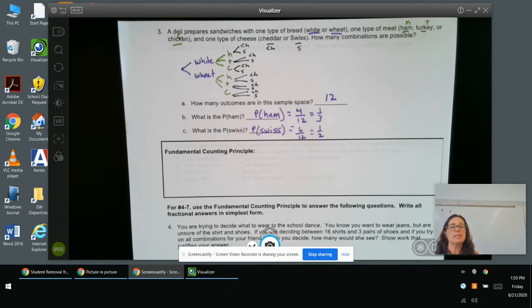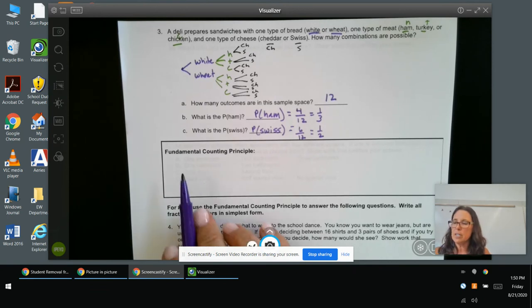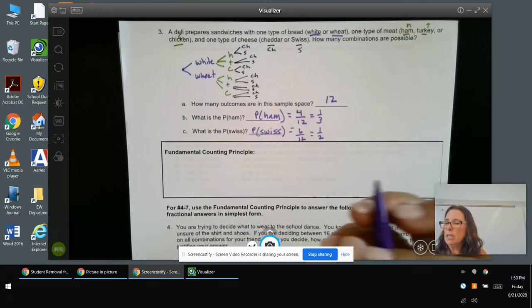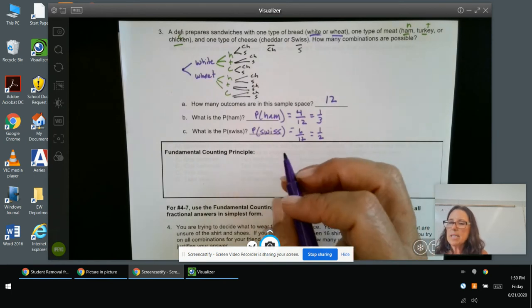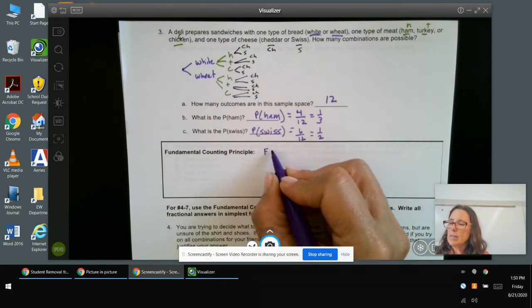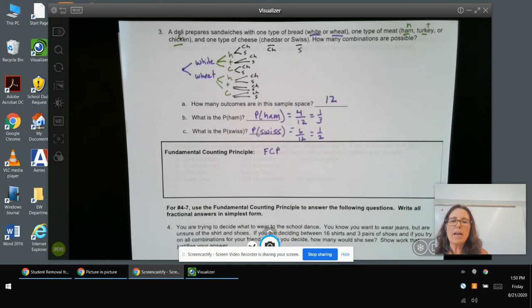All right, so that's how you use a tree diagram to find out some probabilities and what's in a sample space. Now there's a shortcut called the fundamental counting principle. Sometimes I get a little lazy, so I'm going to call that an FCP. That is nothing official mathematically, that's just Noonan trying to save some time.